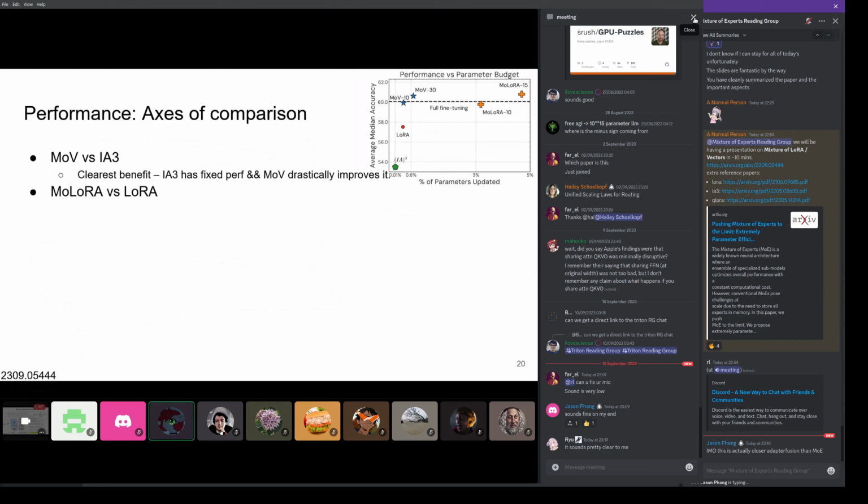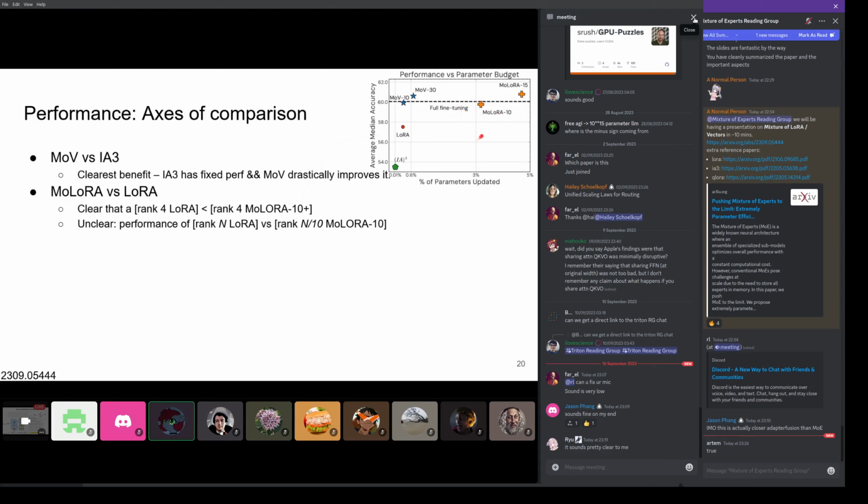When we compare mixture of LoRA versus LoRA, it is clear that the rank 4 LoRA that they use over here performs worse than the mixture of 10 rank 4 experts over here. But it is not very clear, as I was mentioning earlier, whether a rank N LoRA, like let's say a rank 64 LoRA, is any worse than a rank 4 LoRA multiplied by 16 times, let's say.